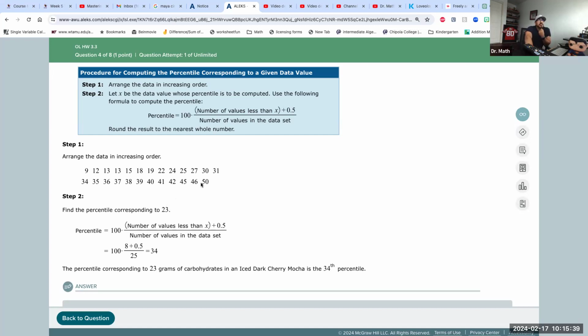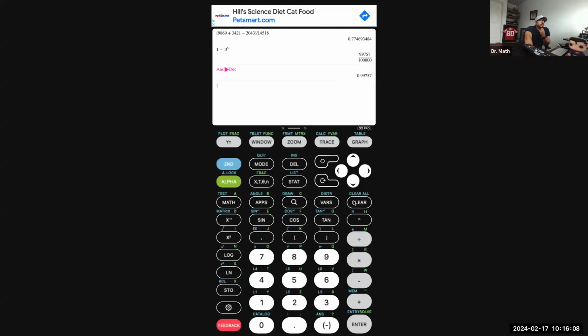The first thing you want to do is make sure you arrange all those in increasing order. So remember, that's the sort A function on our calculator. And actually, let me bring in my calculator just so I don't assume how everybody knows how to do this. So let me pull it up on my screen for you. And let me share a new screen. There we go. All right. So let's pretend we have values.